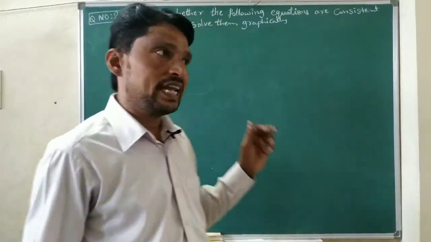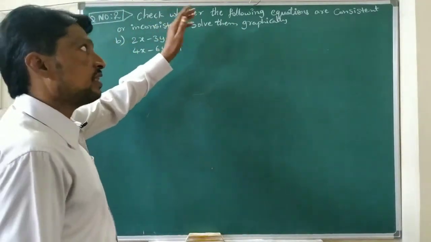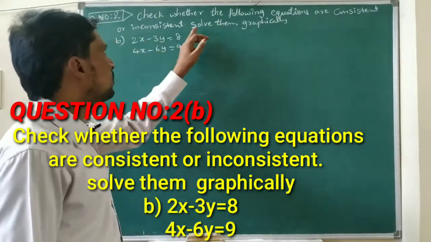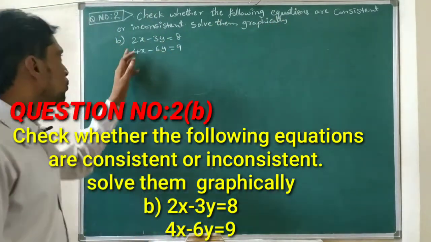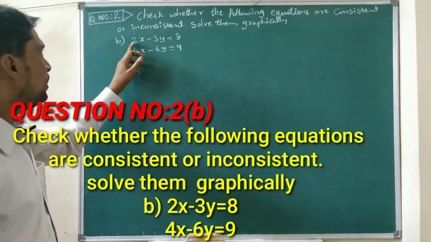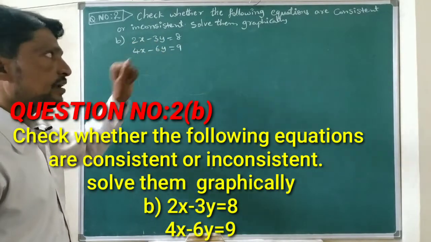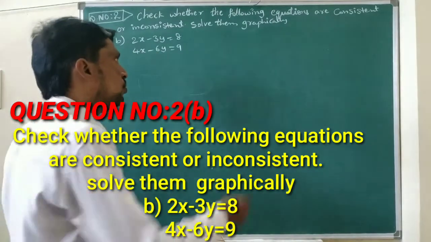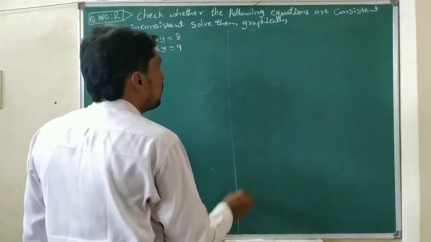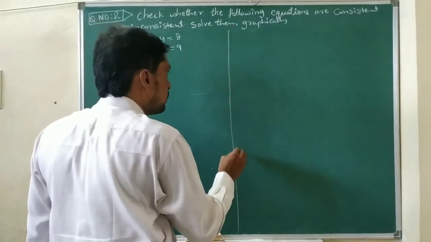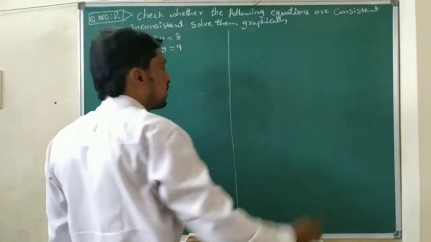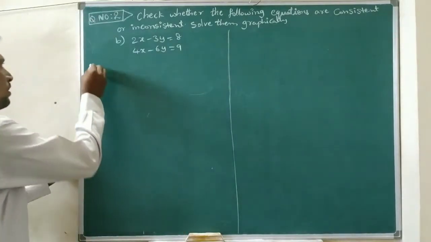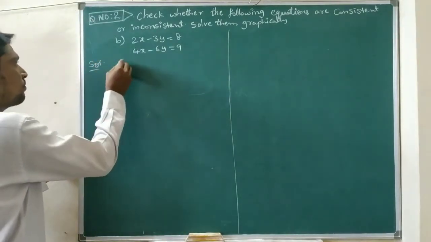Question number 2 (b). Check whether the following equations are consistent or inconsistent. Solve them graphically. In part (b): 2x minus 3y equal to 8, 4x minus 6y equal to 9. We need to show this in the graphical representation, and we also have to find whether the equations are consistent or inconsistent. So first, the given equations.